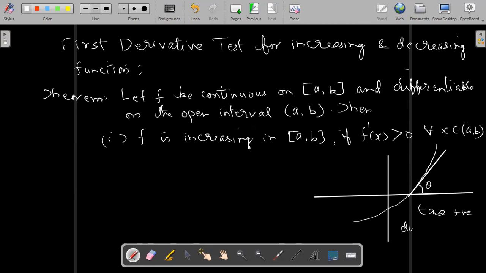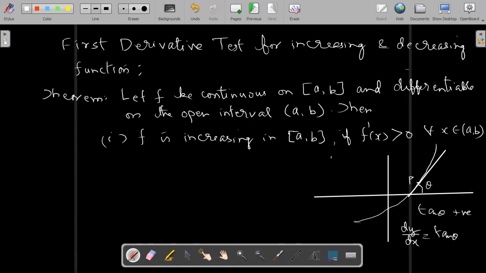What is tan theta? Tan theta is nothing but the derivative, dy by dx, the slope of the tangent at that point. Suppose this is the point P at which we are considering this tangent. This tangent will have a positive slope, and this is a negative slope. So we can see whether the slope is positive or negative. When it is a positive slope, the curve will be like this, and it will be increasing.